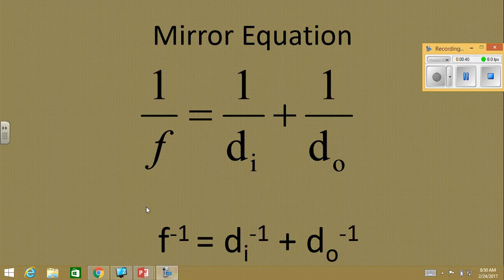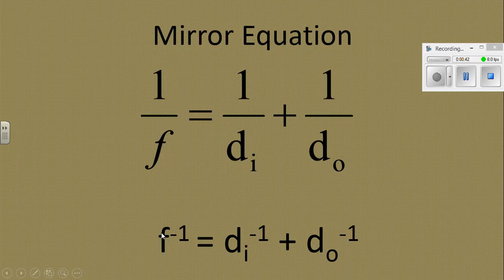Now we could also write this equation like this, because this is f to the minus 1, DI to the minus 1 plus DO to the minus 1. And I point this out because there's a nifty calculator button. This is to the left, and above the numeric keypad, the x to the minus 1 key, and we're going to use that as we do a problem.